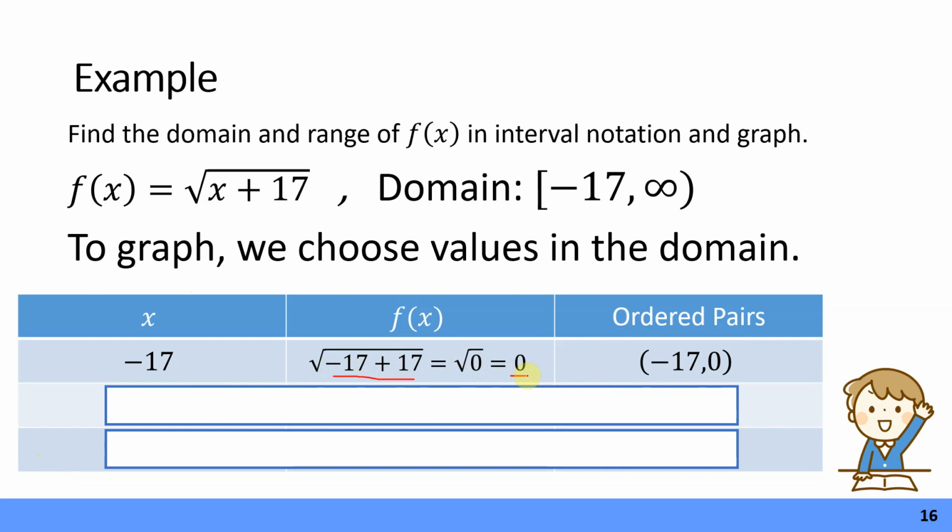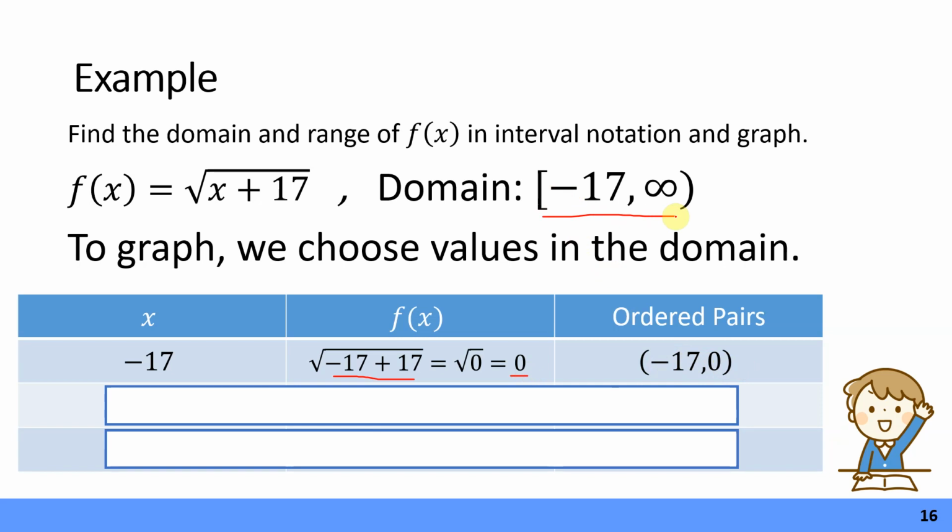Again, in order to graph this, we need points so we could connect. So that's why I'm doing this. We're going to come up with random points. So I put negative 17 comma 0. That's my first point. Now, let me make this clear. You guys could choose whatever numbers you want. From negative 17 till infinity. You have infinite amount of numbers you can choose.